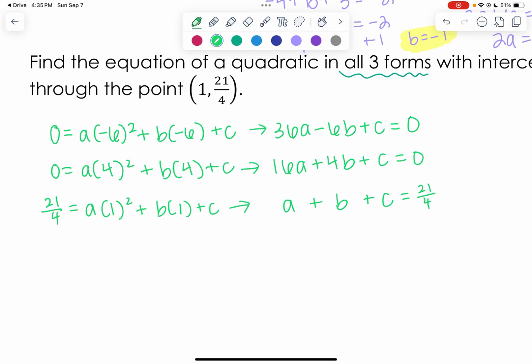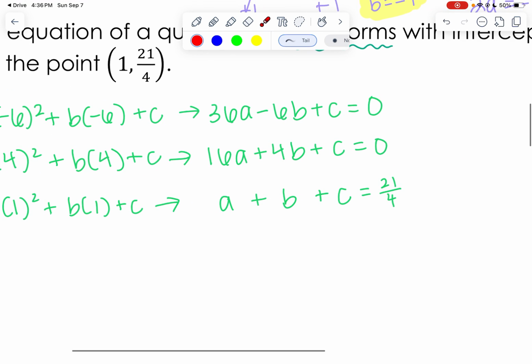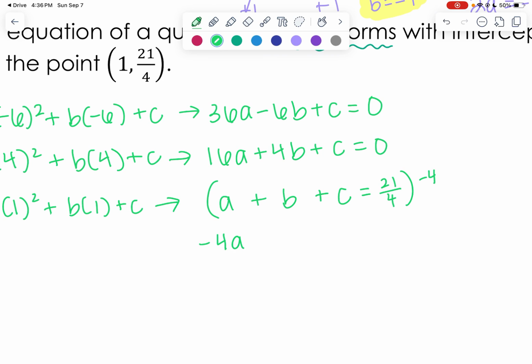Now, what I want to do is get rid of that fraction. So I'm going to take this and multiply it by -4. Because if I multiply it by -4, this is 4b, then the b's are going to cancel out and I'm going to be done with my fraction. So I'm going to multiply all of this by -4. So I have -4a minus 4b minus 4c equals 21 times -4 would be -21.